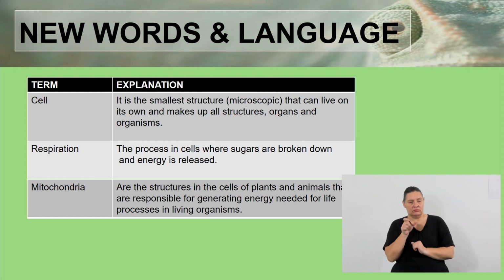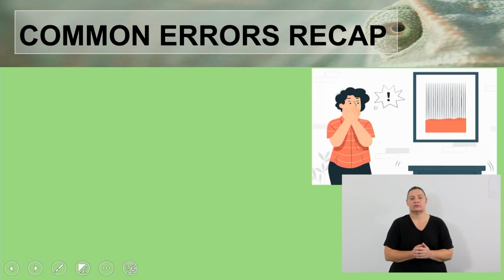And our last term that we were introduced to during this lesson was the mitochondria. This is a structure that is found in animal and plant cells, which is responsible for generating energy that is needed for all life processes to take place. So these were the three new terms that we were introduced to during this lesson.